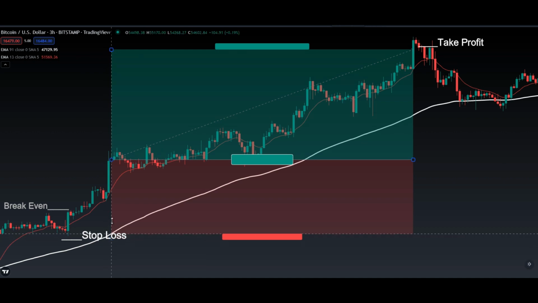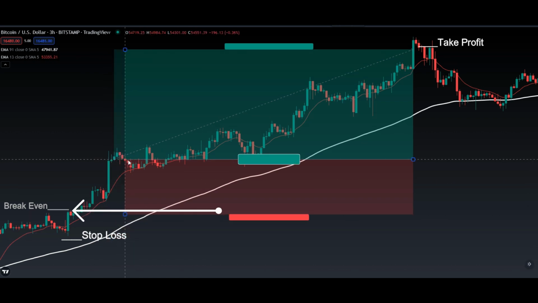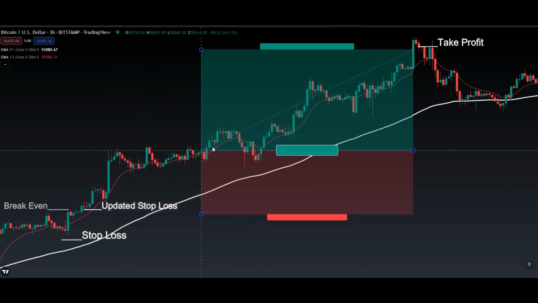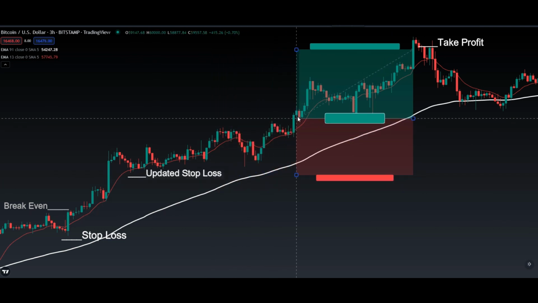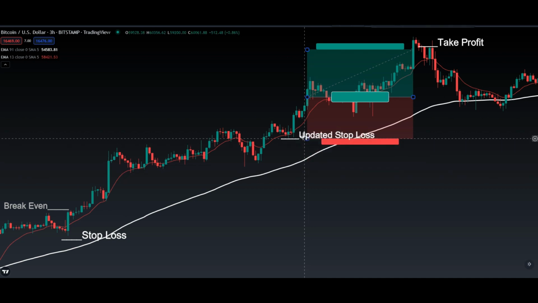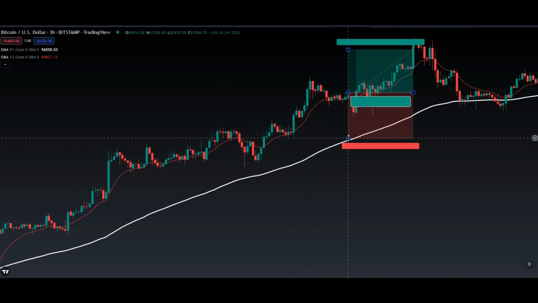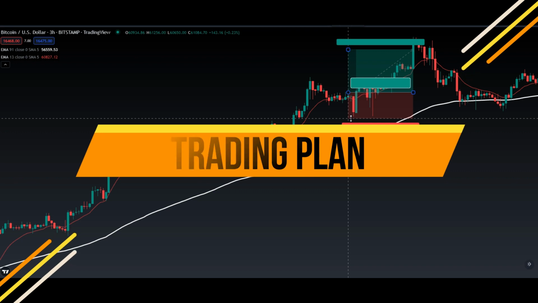However, when the trade reaches 1 to 2 ratio, you are going to update your SL price to the break even, which is actually your entry price. As you notice that the price is moving in the positive direction, you can update your SL to a new swing low.